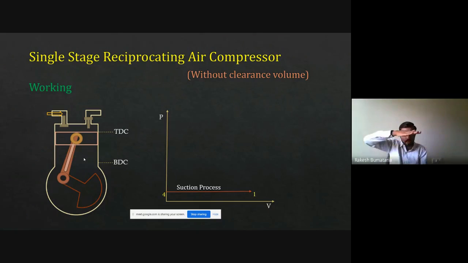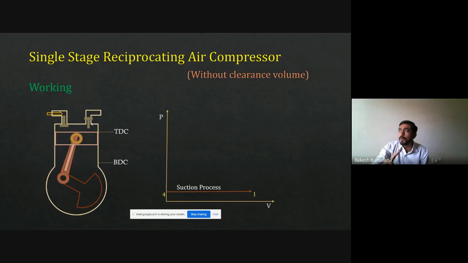And due to decrease in that volume, as per the law, pressure is inversely proportional to volume. The pressure will get increased. So during this process, volume will decrease and pressure will increase. But here, the discharge valve will not operate, because the discharge valve is designed with a spring in such a way that it will operate only after getting the required pressure.